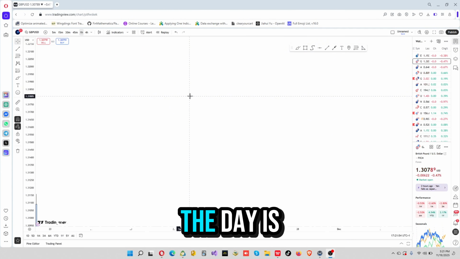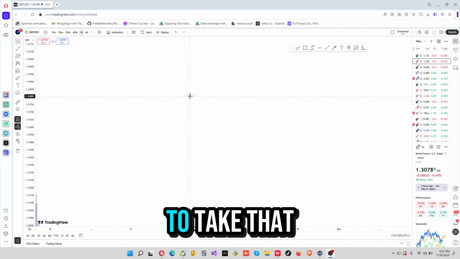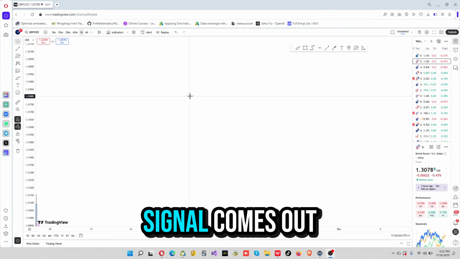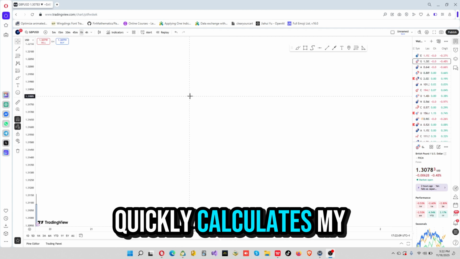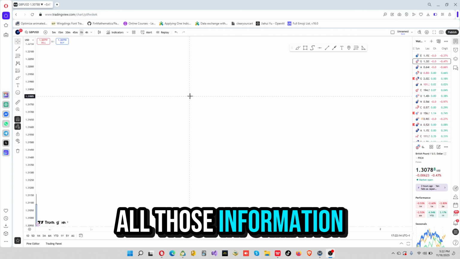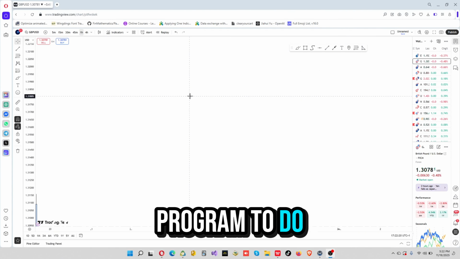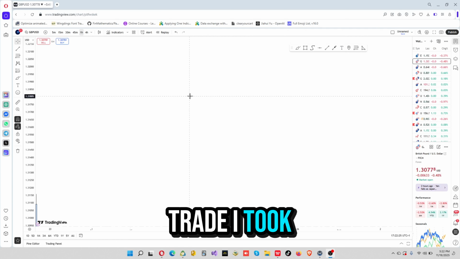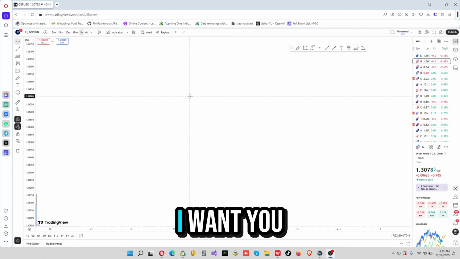So let's say my bias for the day is a sell. When I check my indicator and it gives me a buy signal, I'm not going to take that buy signal. I'm going to keep on waiting until that sell signal comes out. And then when the sell signal comes out, the indicator just quickly calculates my stop loss and my take profit for me. And all that information is based on what I have given the program to do. So currently I'm on TradingView and I would show you the trade I took, and I'll also show you the MT5 execution.